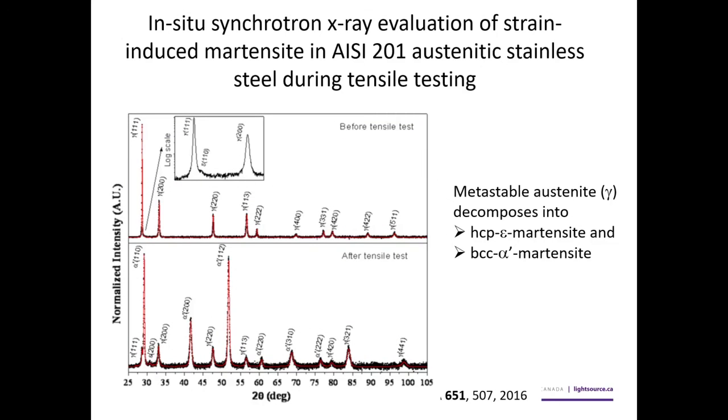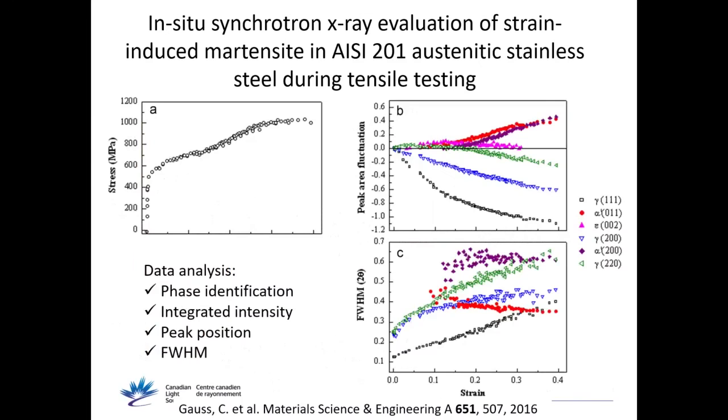And here they show X-ray diffractograms before and after the tensile test. Same conclusion here. And here is a bit more detail. They show the stress, and on the right side you can see how the peak area, which is proportional to the presence of that particular phase, changes during the whole experiment, and also the peak full width at half maximum. They can follow the evolution during the tensile, the force application. And with this, they can get phase identification.